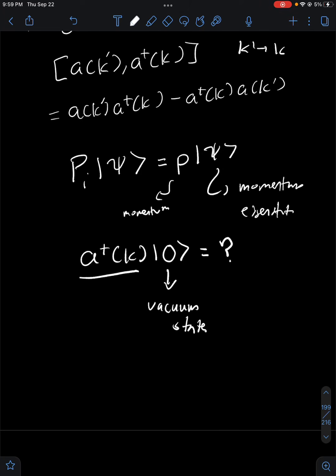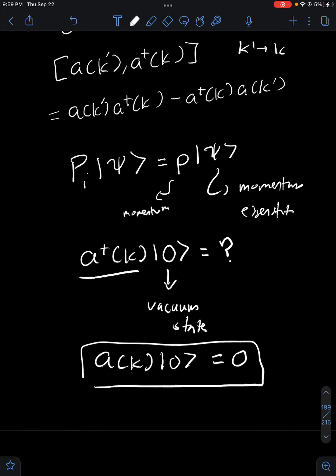Also, we are going to define the vacuum state in such a way that A of k acting on the vacuum state gives us 0. Well, how do we know that there even exists some state where A of k acting on that state is 0? We can't really answer that right now, but we'll see the motivation for it in the next video. But for now, we're going to define the vacuum state to be the state where this is satisfied, and it's a state that has no particles, of course.